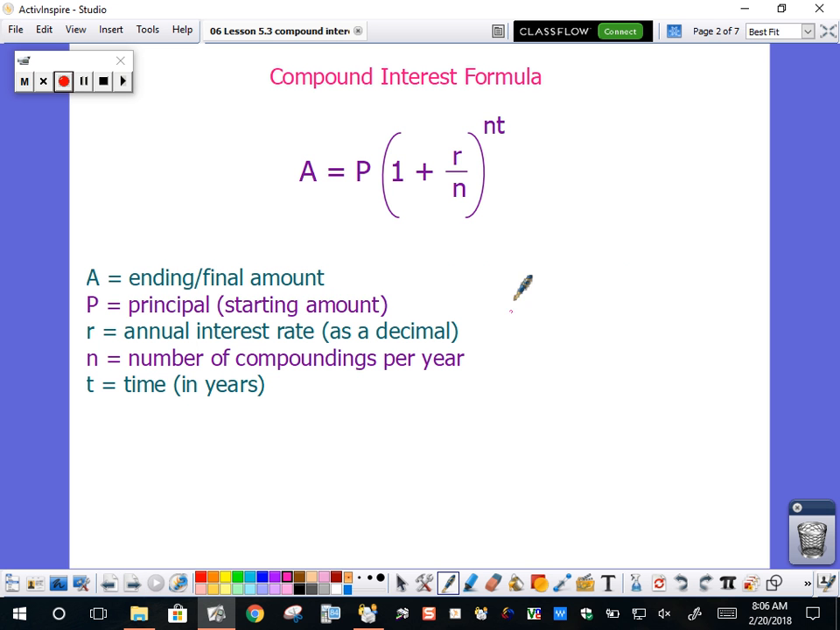So this is the compound interest formula. A is the ending amount or the final amount. So if you're investing money for 2 years, A is the amount you have after the 2 years. Principal is the amount you start with, the amount you put in at the beginning. R is the annual interest rate, and like I just said, you're always going to put that as a decimal. So if the interest rate is 5%, you're going to put 0.05 for R. N is the number of compoundings per year, and T is the time in years. So T will be how many years you've invested the money for.